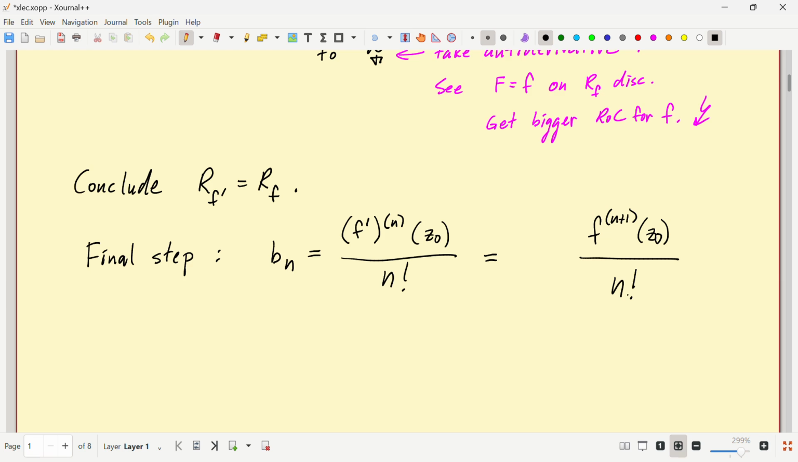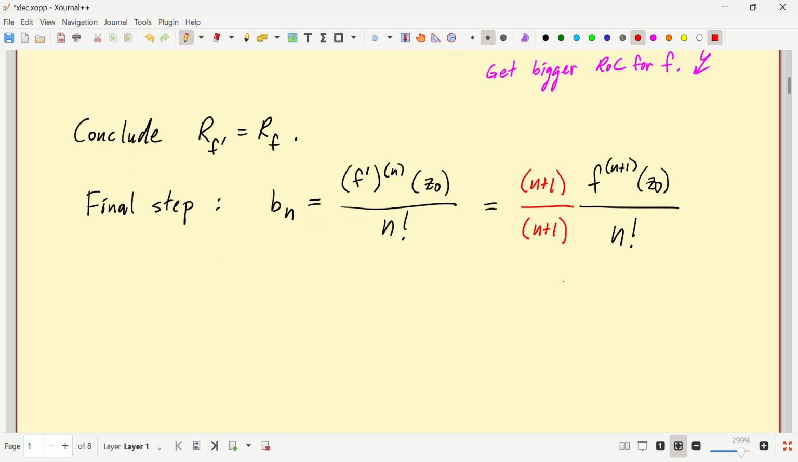And that looks weird. The n factorial, I kind of wish there was an n plus 1 factorial on the bottom. And so I'm going to give that to myself by multiplying by n plus 1 on the top and the bottom. And then voila, I see that the b sub n is equal to n plus 1 times the n plus first derivative of z naught divided by n plus 1 factorial. And that's the a_{n+1}.